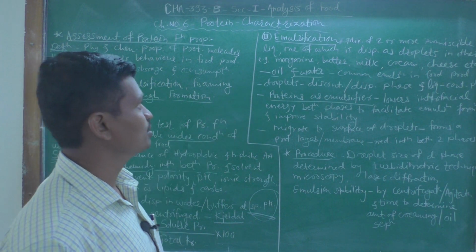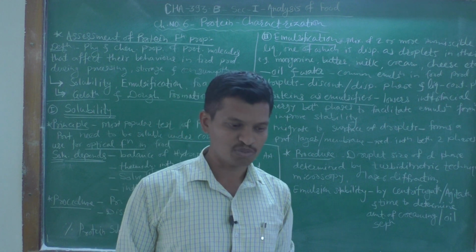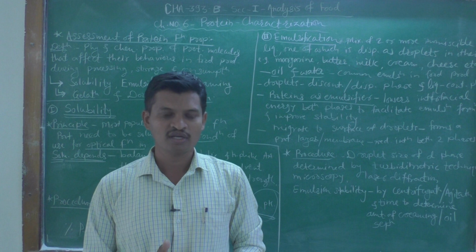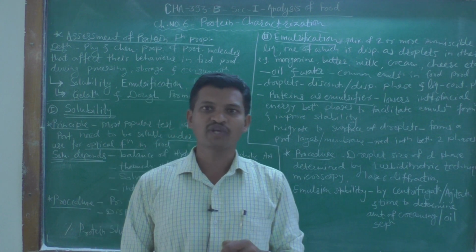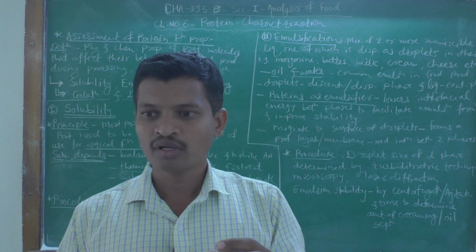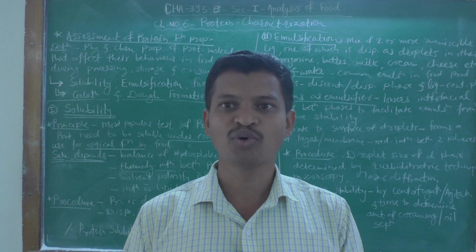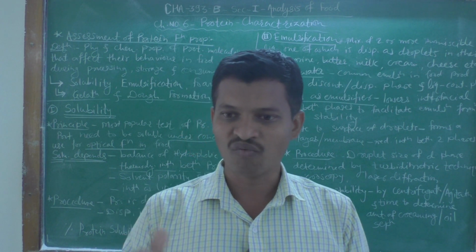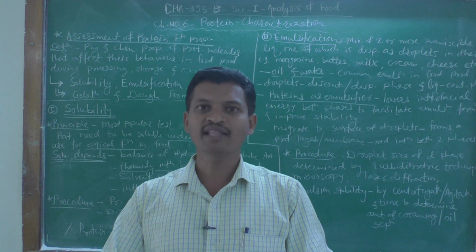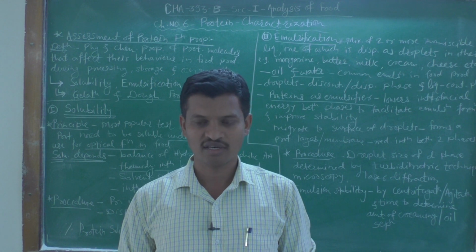Now the second one is emulsification. What do we mean by emulsion, emulsification process or emulsifier? These terms are new to us. In simple words, emulsion is nothing but a mixture of two immiscible liquids. A mixture of two immiscible liquids means when we add water in oil or oil in water, the mixture of these two is called an emulsion.